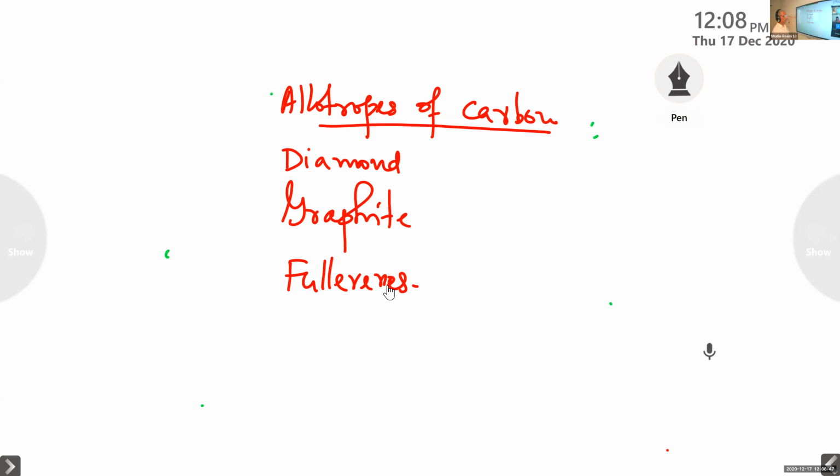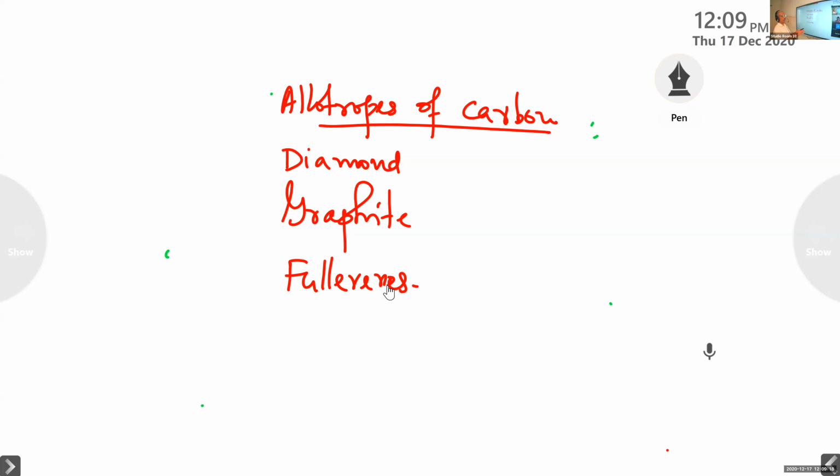Now you come to graphite. Remember, in graphite there is layer structure. The carbon atoms are arranged in layers. In a layer, there will be hexagonal rings. And one carbon atom is surrounded by 3 other carbon atoms. In a layer, there is sp2 hybridization.